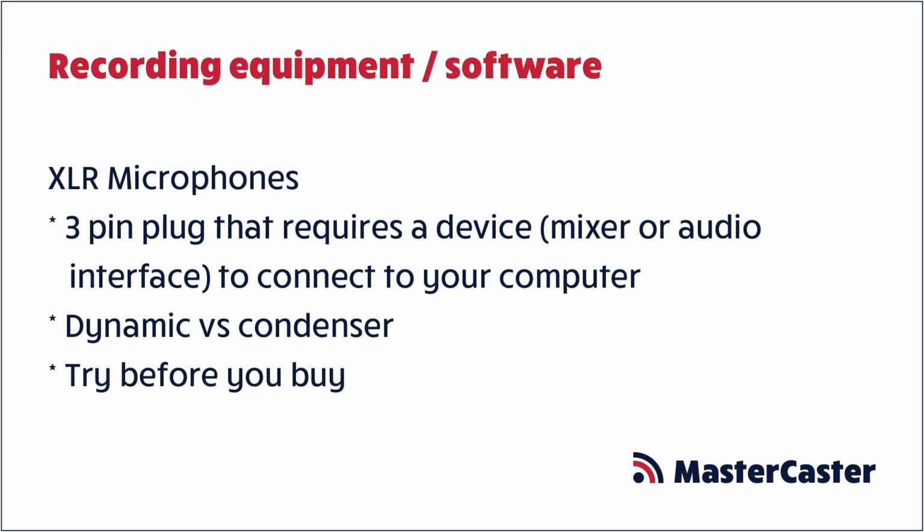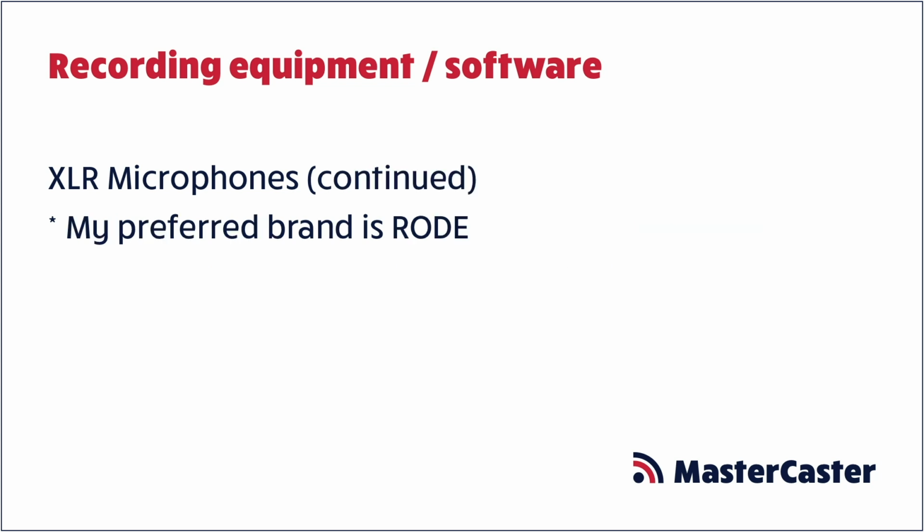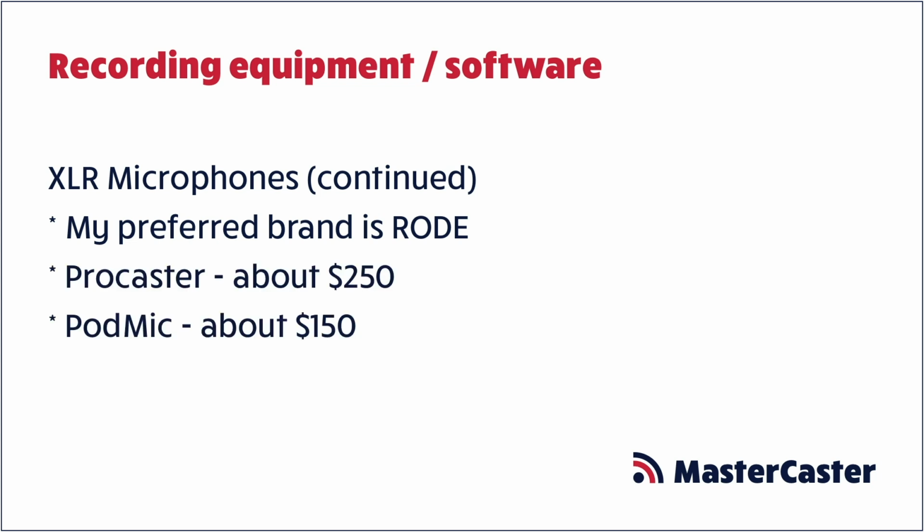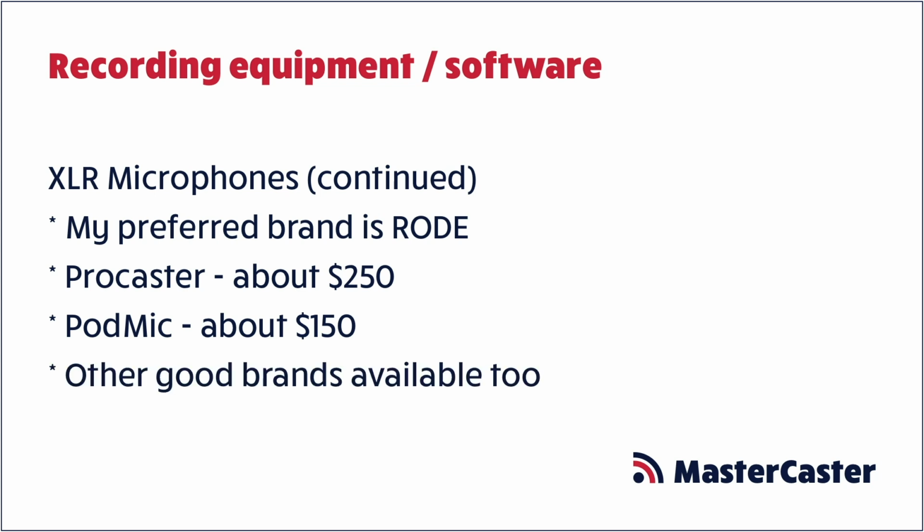My preferred brand is Rode, primarily because they're an Australian brand and their equipment works for me. The two microphones I would recommend from their range are the Procaster, the one I'm using at the moment for around $250, and the PodMic, the second microphone in my studio, which cost me around $150. Both are excellent microphones and have served me well for podcasting. That said, there are many other brands that are worth considering. Your best bet is to speak to your local expert.